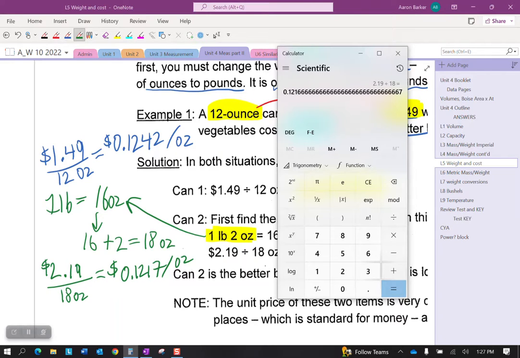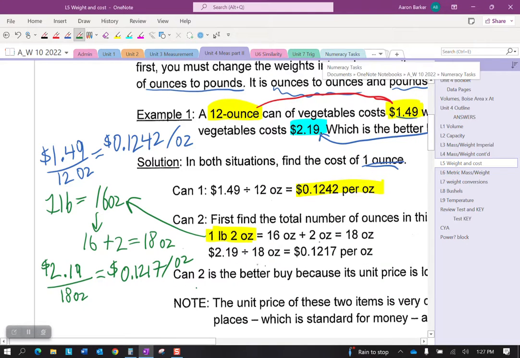Okay, and you can see we rounded that last decimal, right? So which one's cheaper? Which one's the better buy? Yeah, the $2.19 one. Okay, so can two. Can two is the better buy.